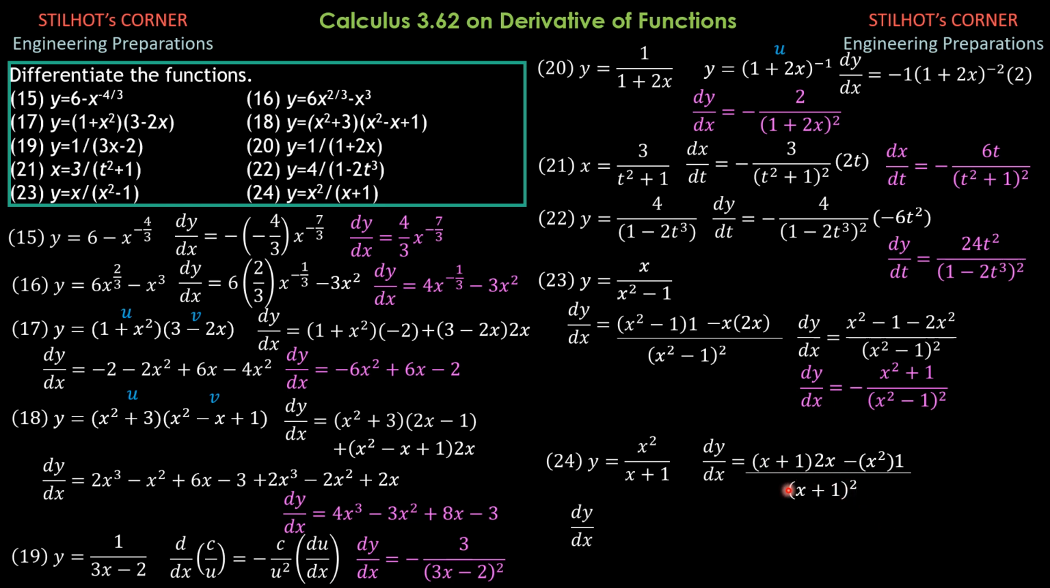Simplifying the numerator, it is 2x squared plus 2x minus x squared, all over quantity x plus 1 squared. So finally, the answer is x squared plus 2x all over quantity x plus 1 squared.